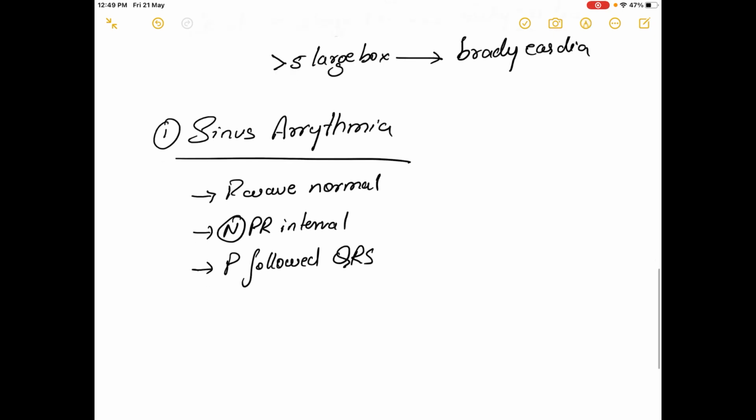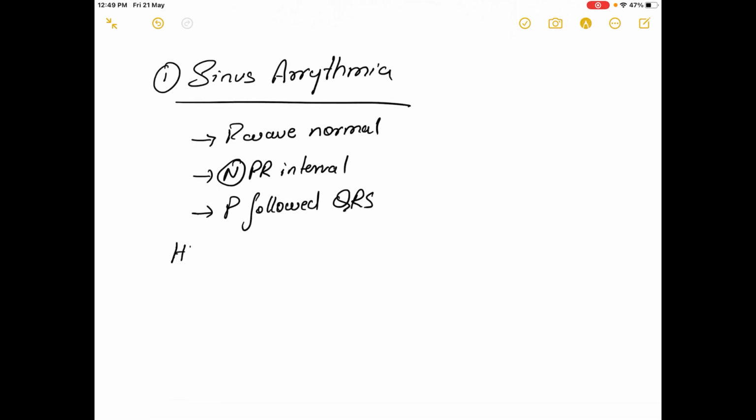Here the heart rate increases on inspiration and reduces on expiration. So in sinus arrhythmia, the P wave is normal. Since the pacemaker is the SA node, there is a normal PR interval. The P wave is always followed by QRS, but the heart rate increases on inspiration and reduces on expiration. So this is sinus arrhythmia.